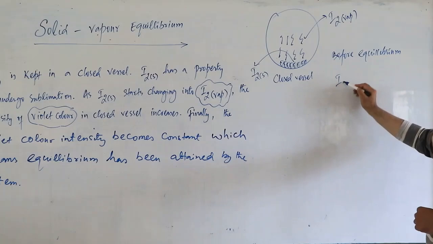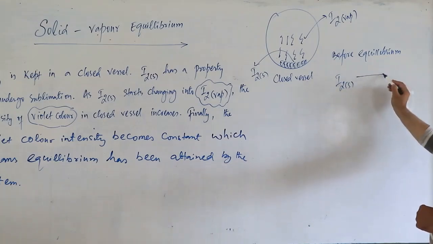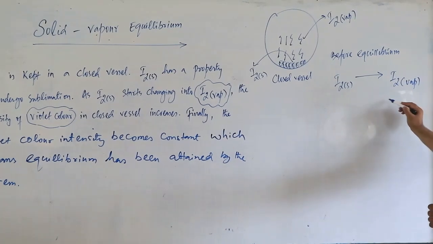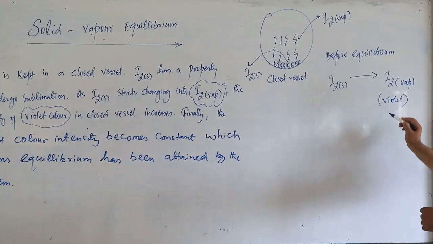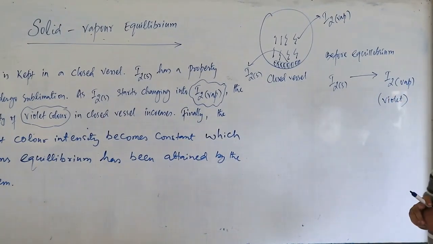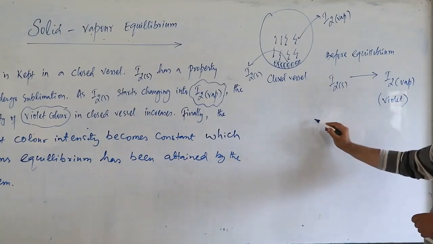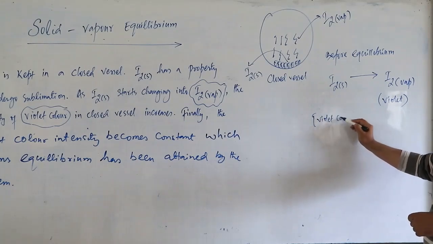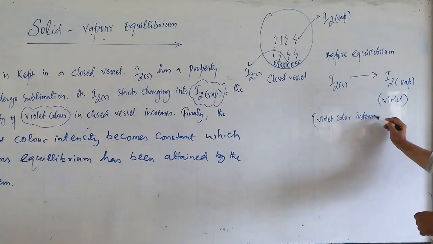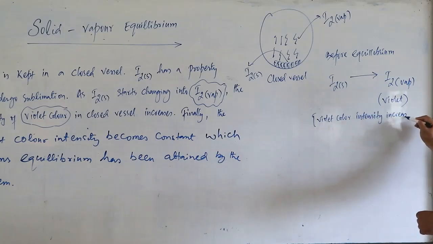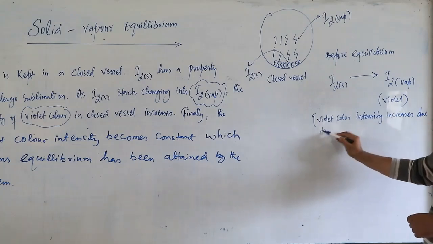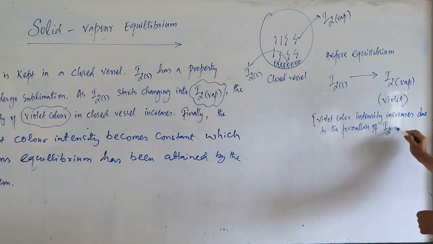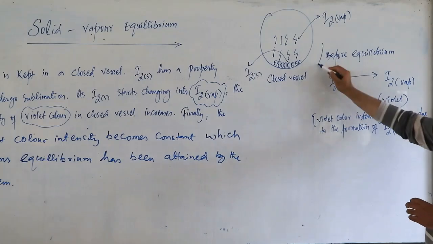what happens? Iodine solid was changing into iodine vapors, and they will have a violet color. So violet color was increasing. So here the violet color was increasing as violet color intensity increases due to the formation of iodine vapors. Okay, so this is before equilibrium.